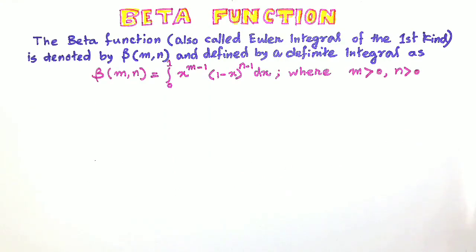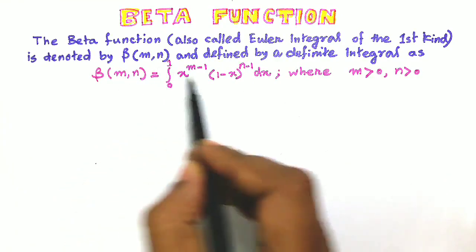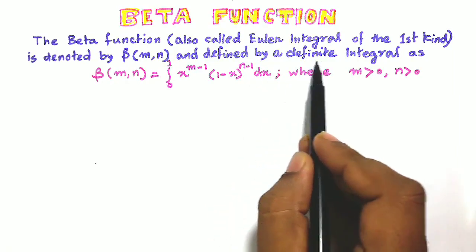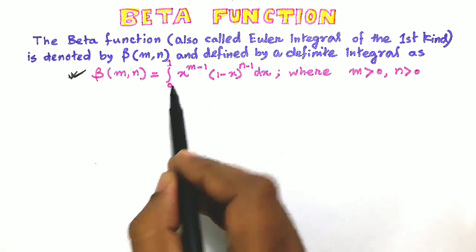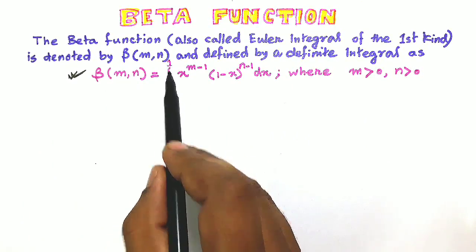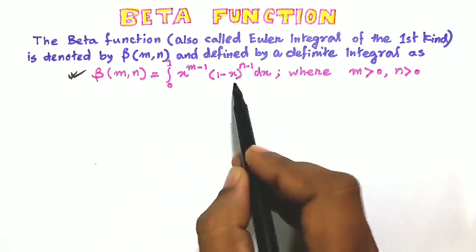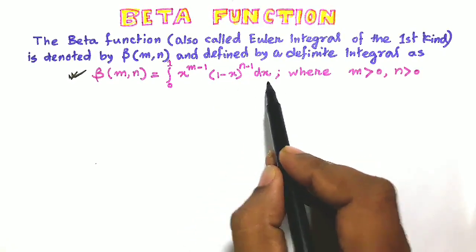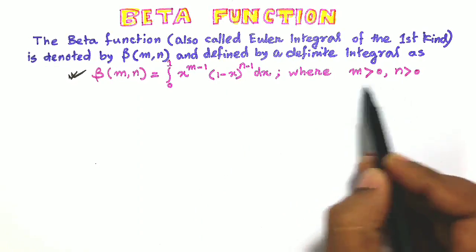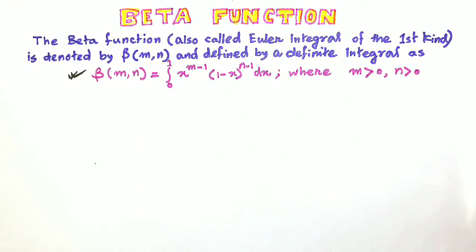Friends, what is the beta function? The beta function, also called the Euler integral of the first kind, is denoted by beta(m,n) and it is defined by the definite integral: beta(m,n) is equal to the integral from 0 to 1 of x to the power m minus 1 into (1 minus x) whole to the power n minus 1 dx, where m and n both are greater than 0, that is, positive.